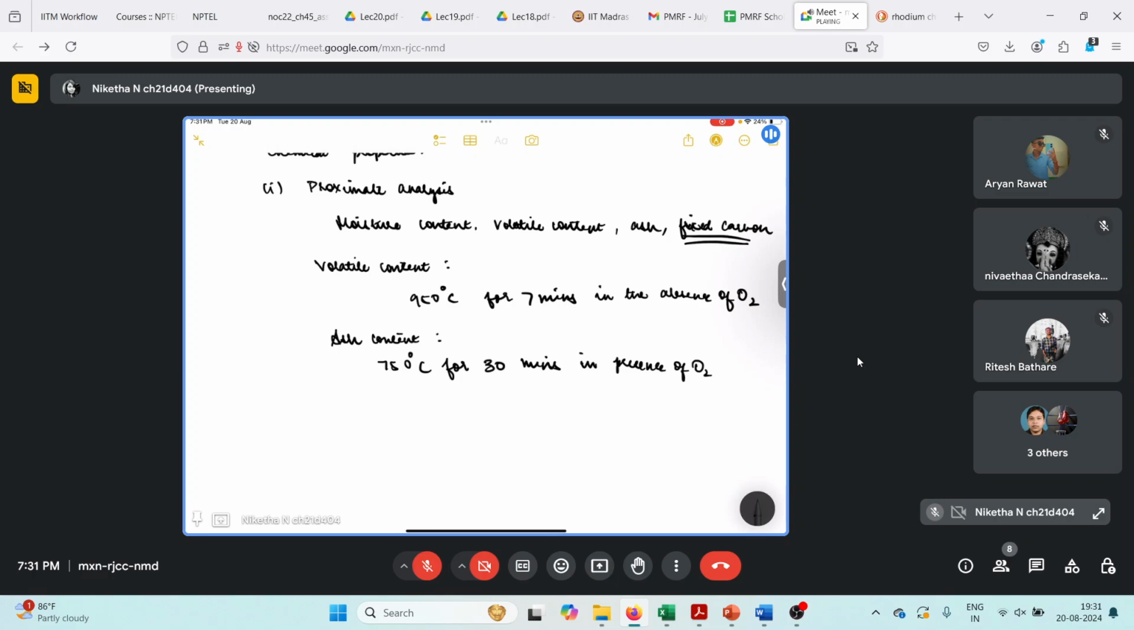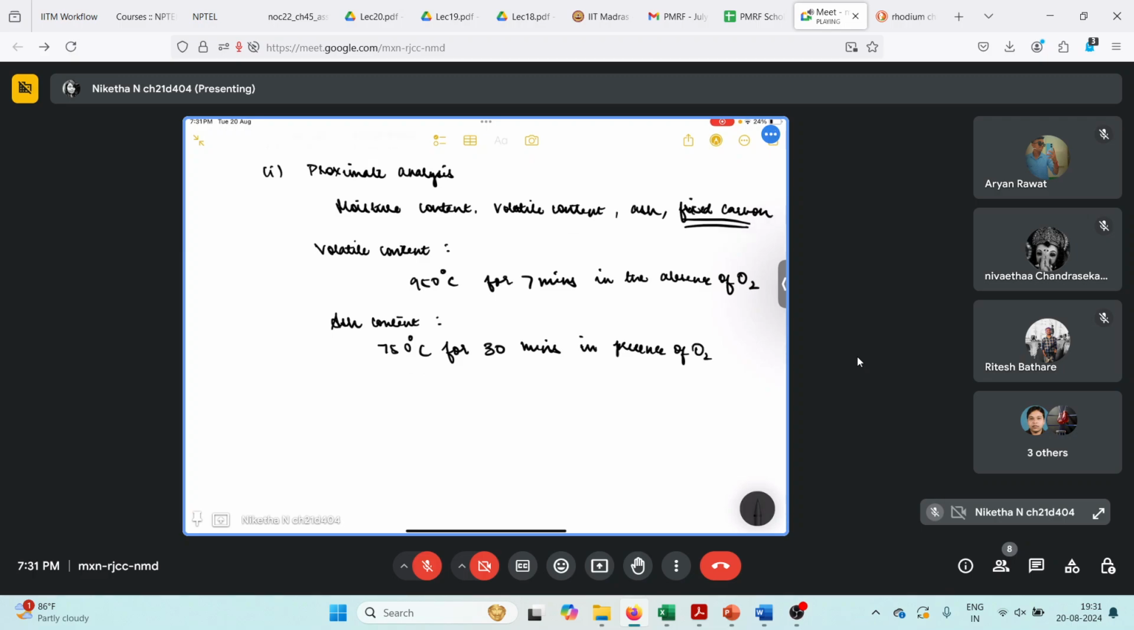For volatile content, we will heat the sample in the absence of oxygen because we don't want it to convert to ash. And for ash content, we will heat the sample in the presence of oxygen. And after determining all this, there will still be some residue. So that residue is your fixed carbon. This fixed carbon will not get oxidized, so it will remain as such.